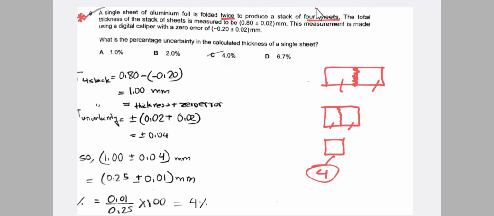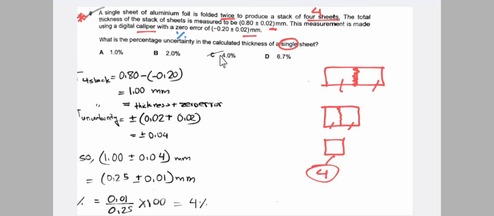Now for this 4 sheet stack, the total thickness of the stack is measured. So this is the total thickness. This measurement is made using a digital caliper with zero error. So we have been given the value of the zero error. What is the percentage uncertainty in the calculated value of thickness of a single sheet? So we need to find the percentage uncertainty for the thickness of a single sheet.